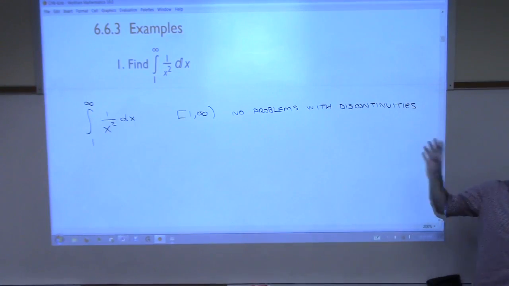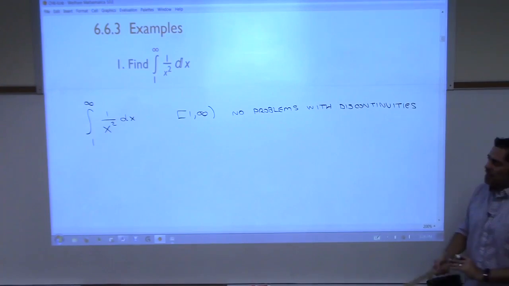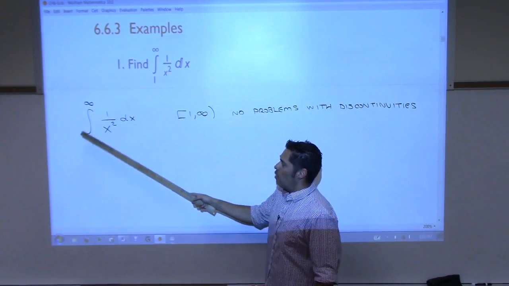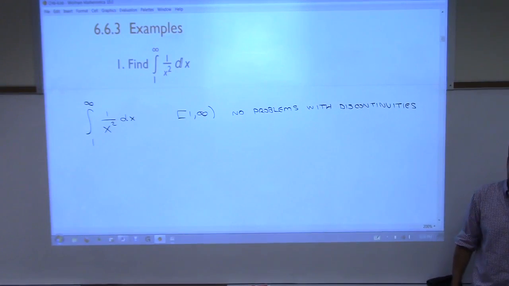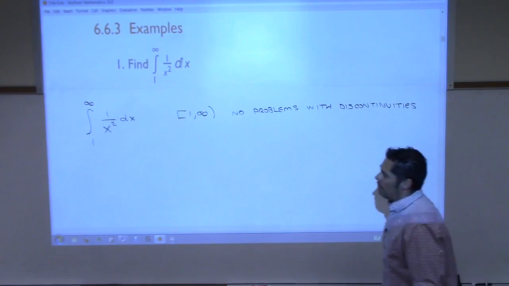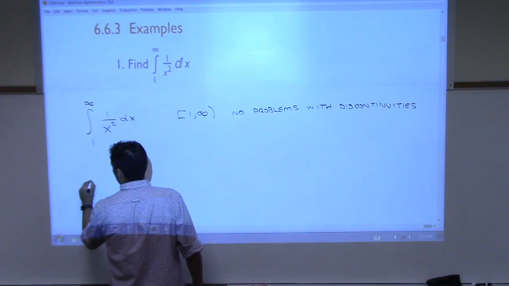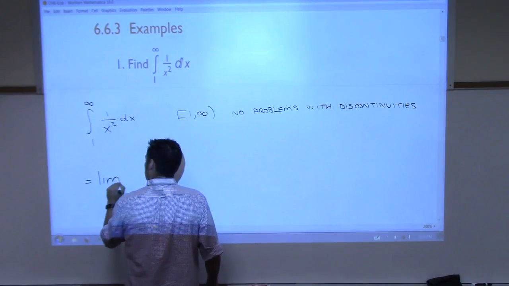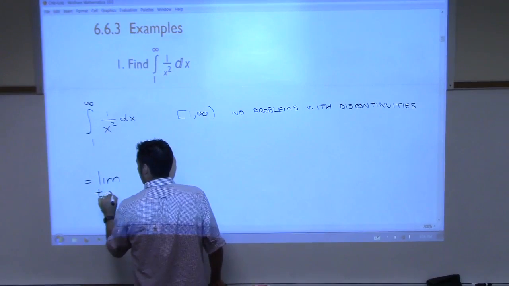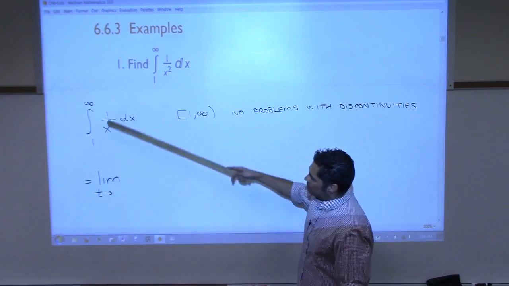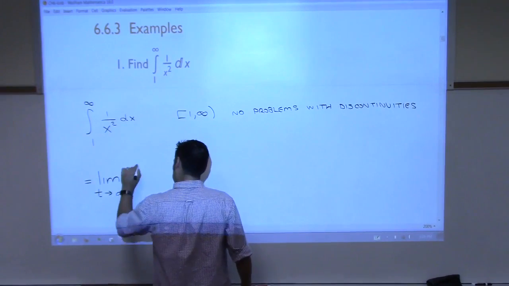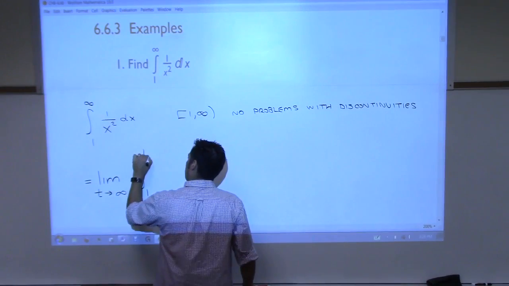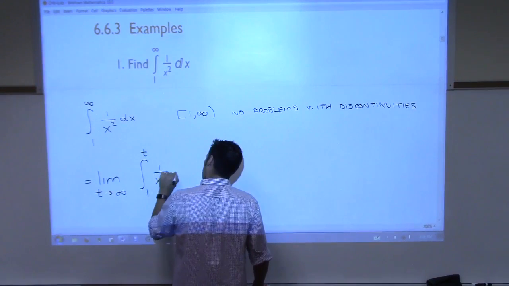Understand how I'm just getting you prepared for type 2 on Tuesday? Because let's say this integral went from like -1 to infinity. Then we would have to consider what's happening at 0 also. But we don't. So no problems with discontinuities, we continue. Now I'm just going to use the definition. The definition of this is to rewrite this as a limit. I'm going to use the variable t. I'm going to replace that with t, right? So let's let t go to infinity. And the integral is now 1 to t, 1 over x squared dx.